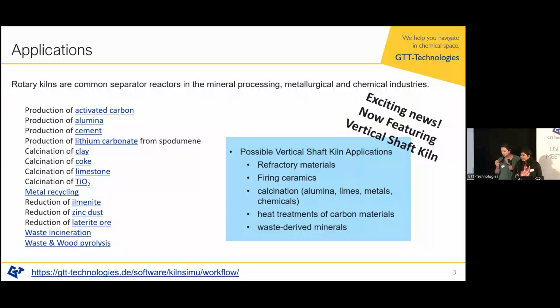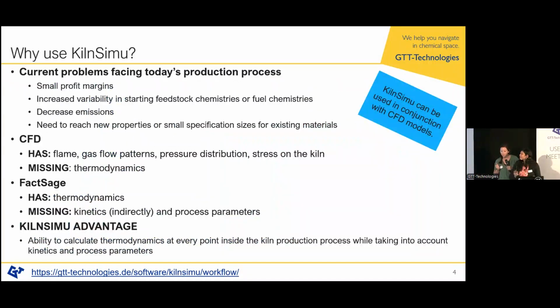So the question is, why do you want to use KilnSimu? It was already talked about somewhat, right? There are a lot of problems facing today's production processes. There are small profit margins, but also increased variability in your starting feedstock chemistries or fuel chemistries. There's the need to decrease emissions, and you have to reach new properties or very small specification sizes, but you can't have a lot of downtime in your kiln.